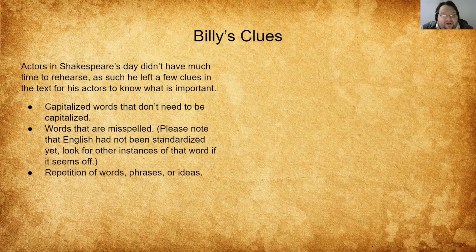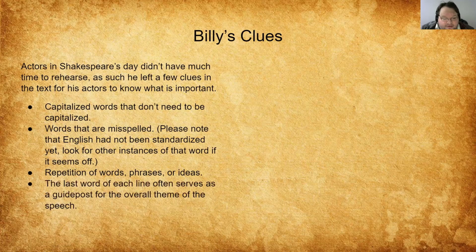Next, we have repetition of words, phrases, or ideas. I talked about lists earlier. Lists are repetition. I've got a really great example of that on the other side here in a moment. But just like with normal speech today, if something's repeated, that's important. Also, if you look at the last word of each line of a speech, it's often going to serve as a general guidepost for the overall themes of that speech. And we'll look at an example of that in a moment.